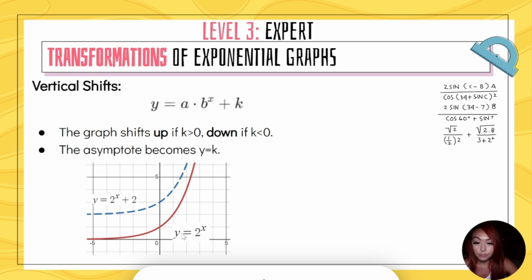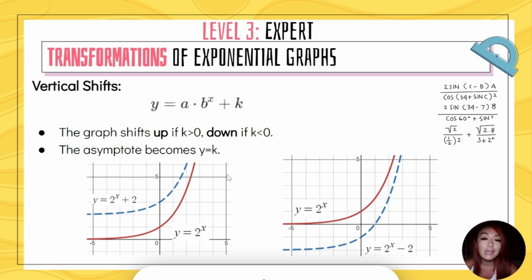So we have here in this graph, the red graph is y equals 2 to the x. That's the original function. And then y equals 2 to the x plus 2. Because of this plus 2, that whole red graph just shifted up 2 units. And now the asymptote becomes y equals k. So in this case, y equals 2. Notice how the graph is hovering over y equals 2, but it will never cross it.